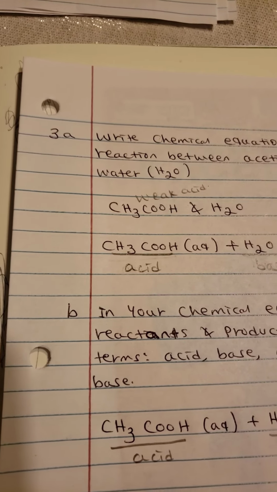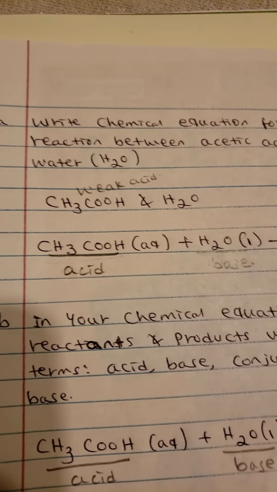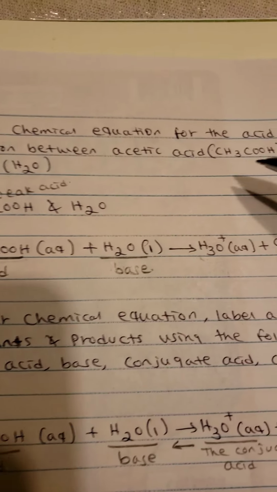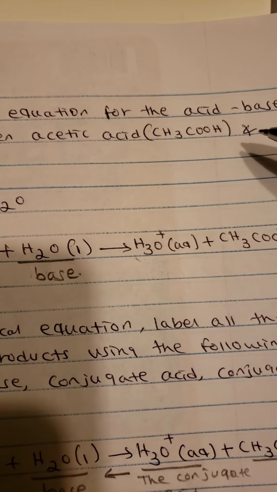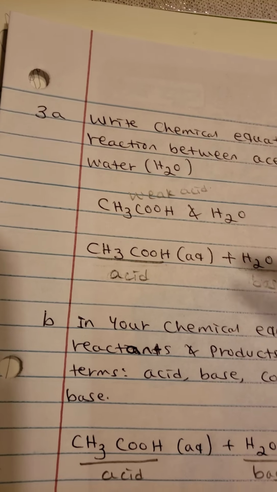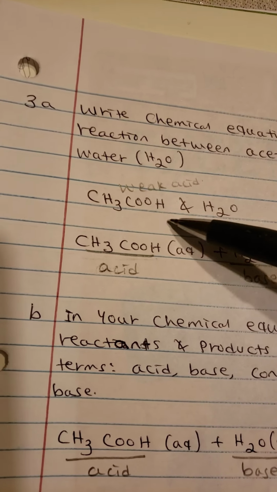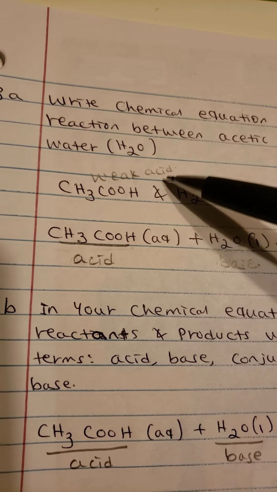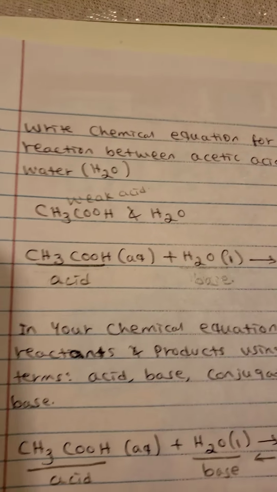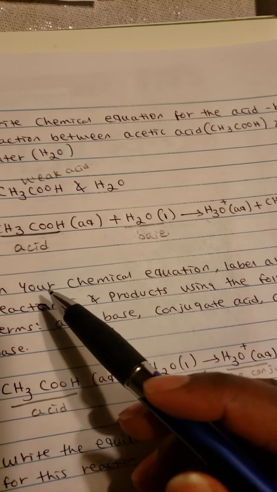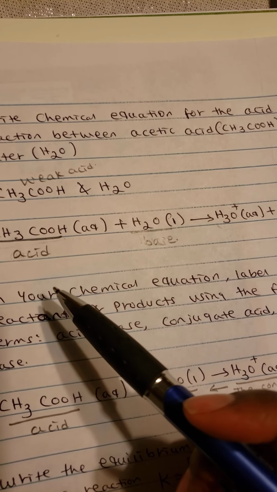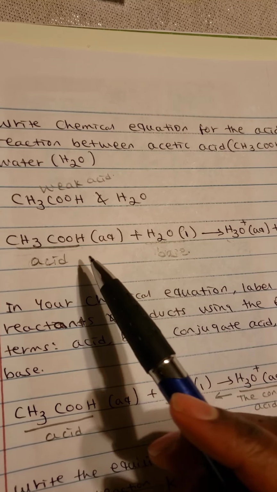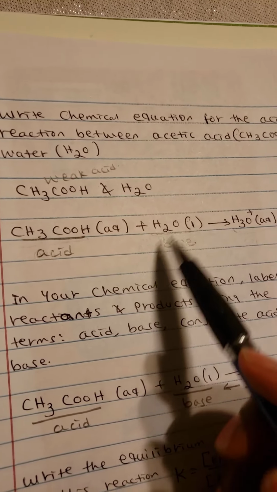Write a chemical equation for the acid-base reaction between acetic acid, CH3COOH, and water. Acetic acid is a weak acid, so I use an equilibrium arrow for both sides.